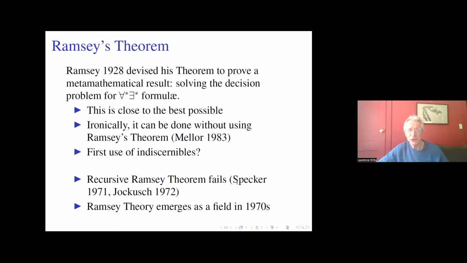Second comment is that ironically, and I know this from a paper by Hugh Mellor, and he doesn't give chapter and verse, so I'm not sure how this works, but he says the mathematical result can be done without using Ramsey's theorem anyway. And the other thing that strikes me about this paper is it seems to be the first use of indiscernibles. And again, someone might correct me on that, but it's certainly an early use of indiscernibles, coming right in with Ramsey's theorem. And of course, they're used in set theory and in some proofs of Paris-Harrington and so forth.